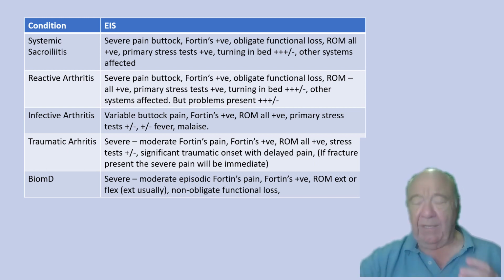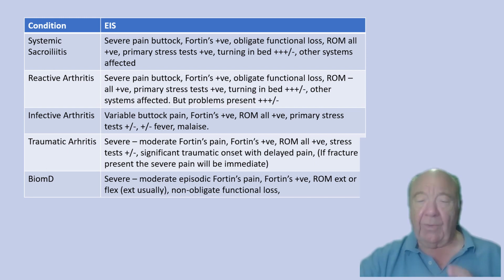The average will be episodic, moderate pain, although with the sacroiliac joint, that moderate pain tends to be a lot worse than it is for other joints, simply because of the size of the joint, I would think, and the number of nociceptors. But that can be really quite severe, especially the atypical ones where it's the first episode, so you haven't got that episodic history, and that first episode can be really very nasty. That's the one that's going to be mistaken for something else. Fortin's is definitely going to be positive.